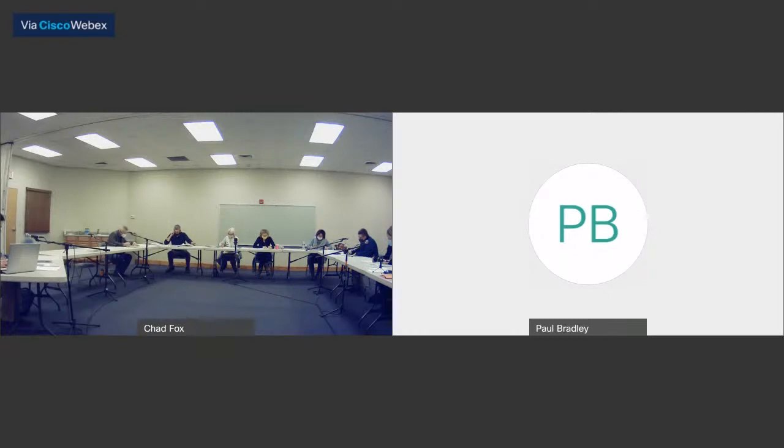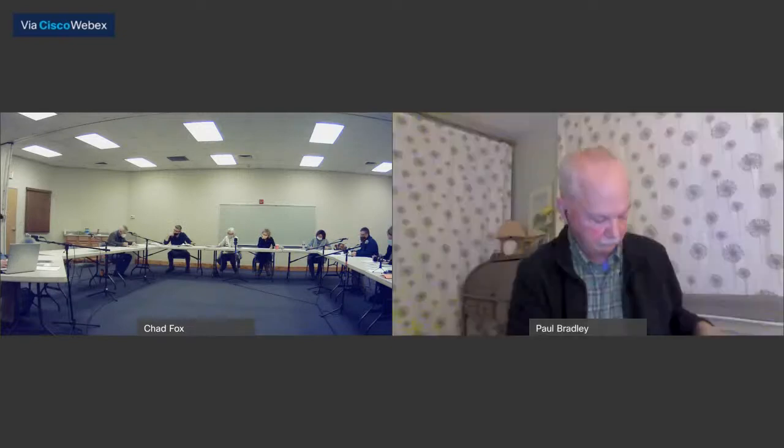Okay, 18? Three properties, it looks like, on 18. That's going to be kind of behind Carolina Collision. That's all residential areas, and the only way to access it is off of Presnell Street. So it's currently zoned as commercial, but it's probably more appropriate to be residential. Any discussion on those?